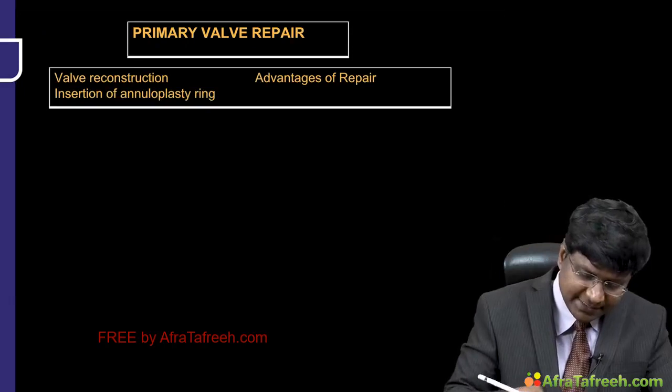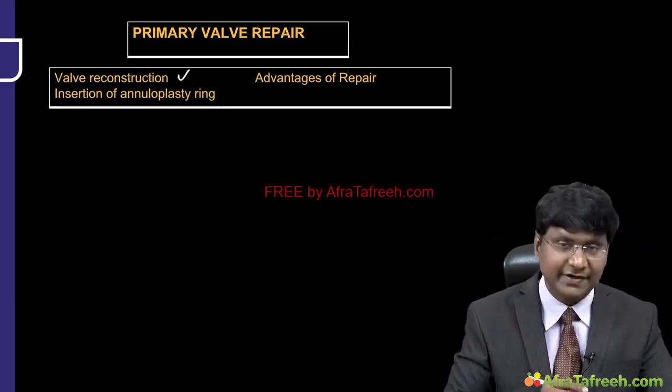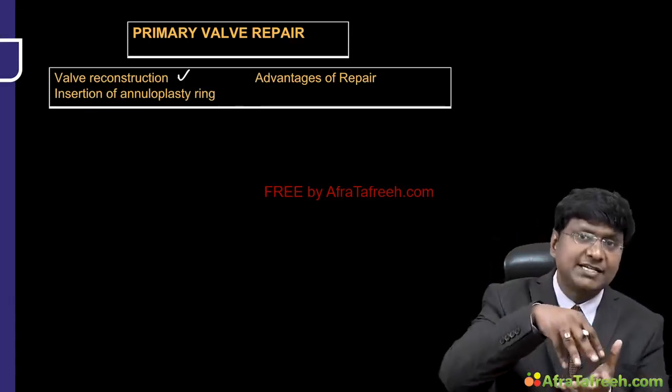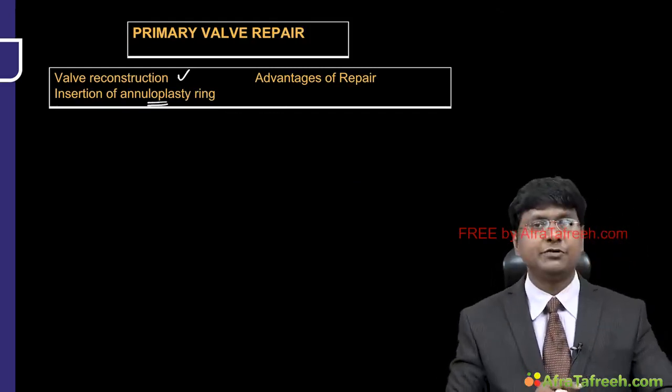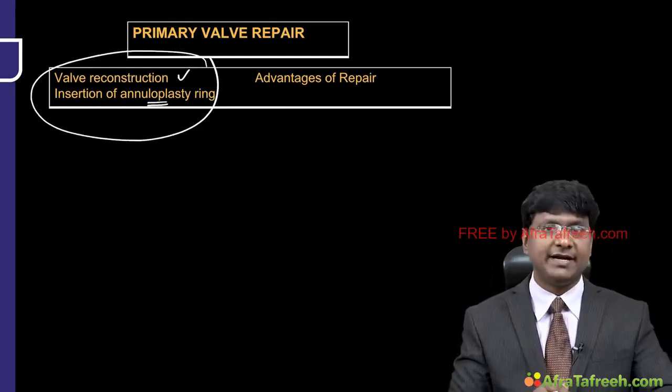Now, what is the repair that you do? The repair that we do within the valve is the reconstruction of the valve, and then we do the insertion of the annuloplasty ring, right? Insertion of the annuloplasty ring. So this is the valve repair that we do in case of mitral regurgitation.